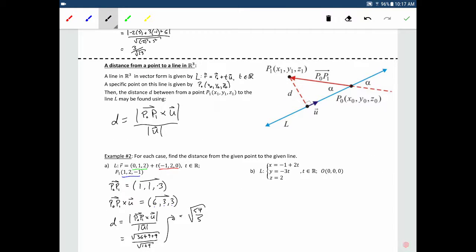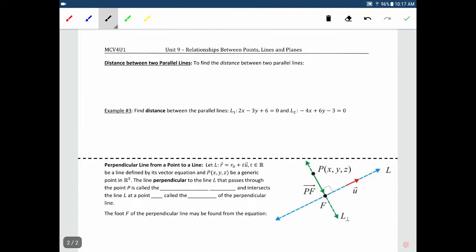So the formulas look a little intimidating, but they're actually fairly simple if you just go one step at a time. So let's make it a little bit more challenging. Let's look at the distance between two parallel lines.